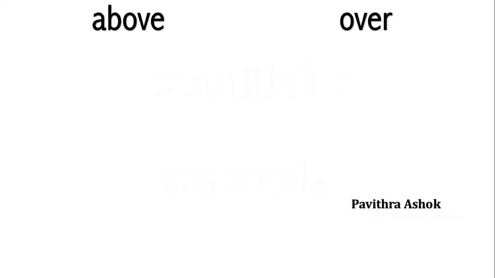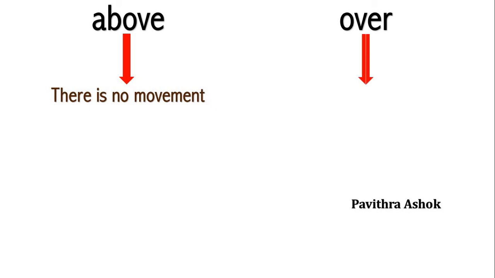Now please listen carefully, students. The main difference between above and over is that with above there is no movement, but with over there is movement. But in some cases there may not be a movement, but with above there is no movement at all. Let me give you examples.